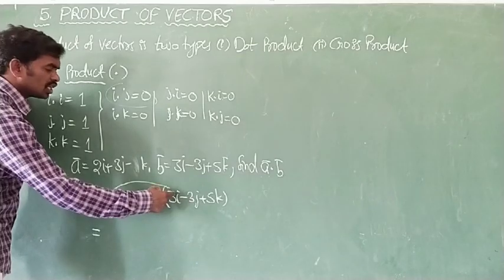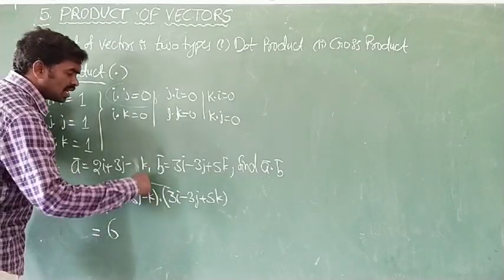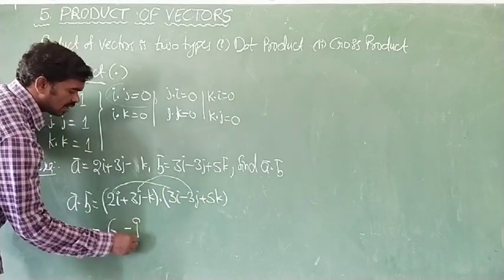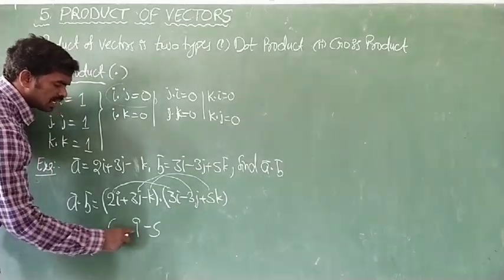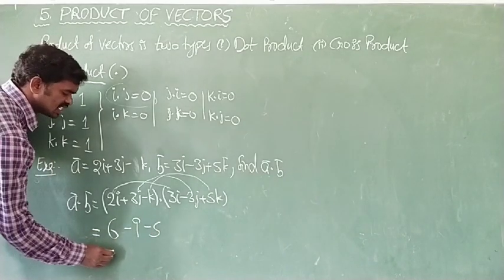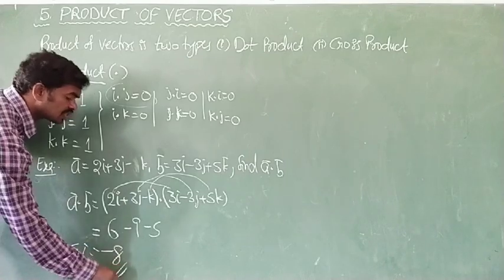Tell me, 2 times 3 is 6. That's it. 3 into minus 3 is minus 9. Minus 1 into 5 is minus 5. So minus 9 minus 5 is minus 14, plus 6 is minus 8. So this is the a dot b answer. Is it very simple or not?